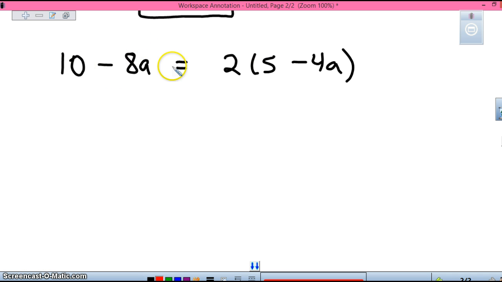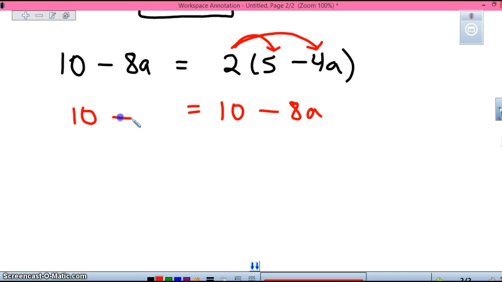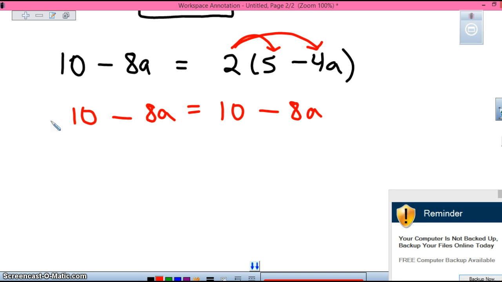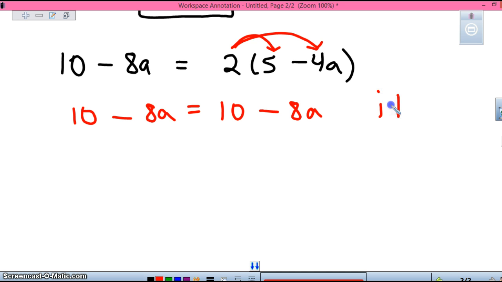We have 10 minus 8a equals 2 times 5 minus 4a. We have to begin by using the distributive property. So 10 minus 8a is equal to 10 minus 8a. Does anything catch your eye? Yes, sir. Okay, they are both exactly the same. This means this equation is an identity. It means it is always true. It means that any number is a solution.